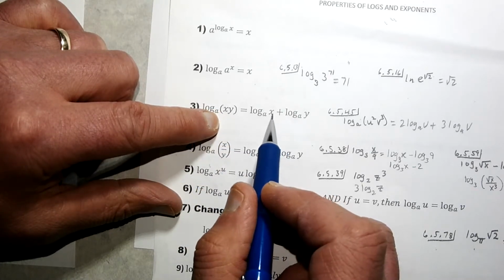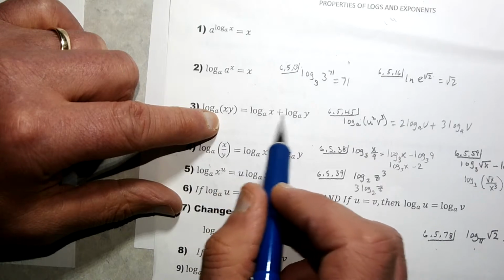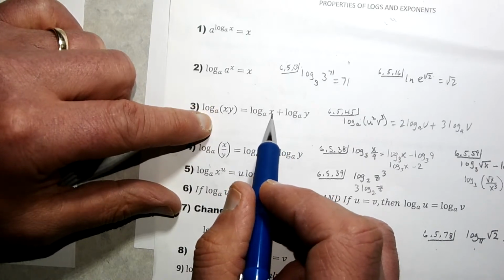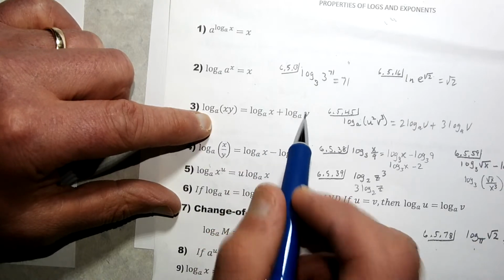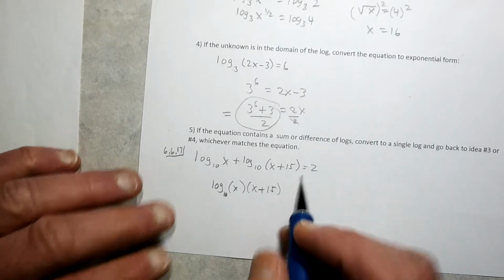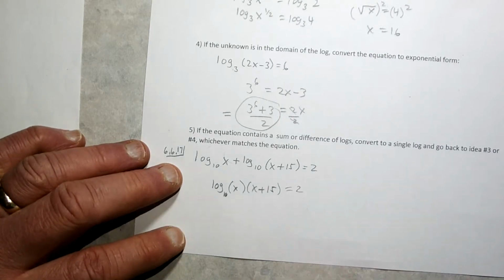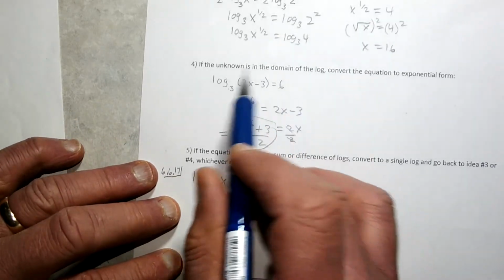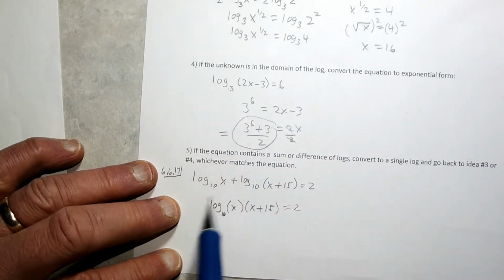But I reversed it. I said, okay, if I start with the sum of logs, I can call it a single log of the product of these two inputs right here, right? And so that's what I have, and then it's equal to 2. And now I really can convert this. I'm going to use the idea that's up here in number 4 where I have a single log.